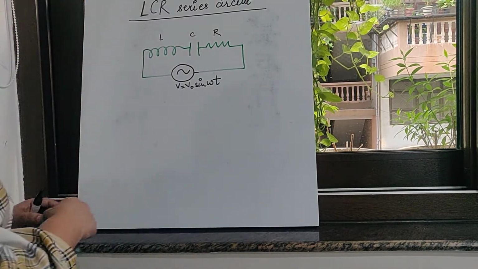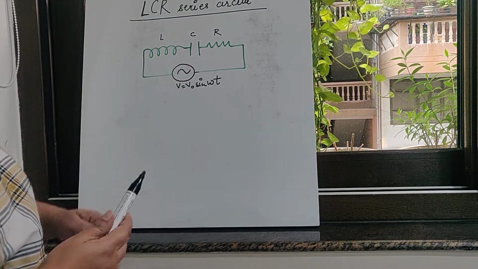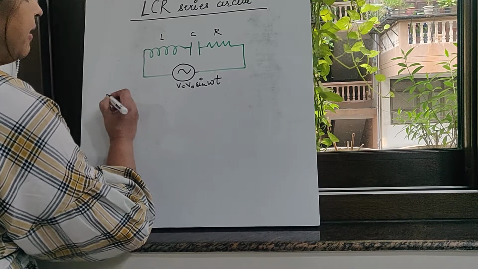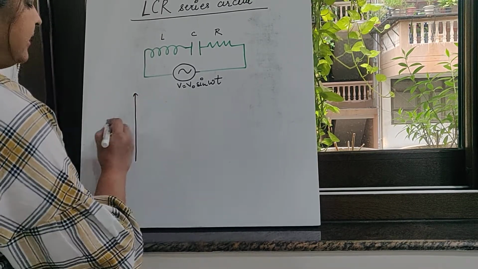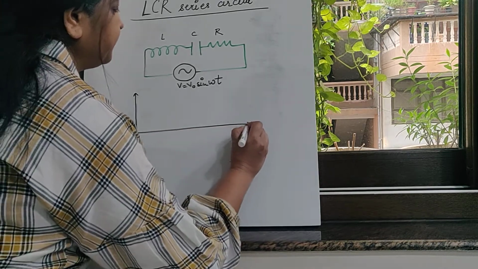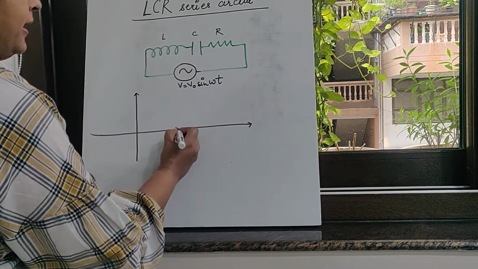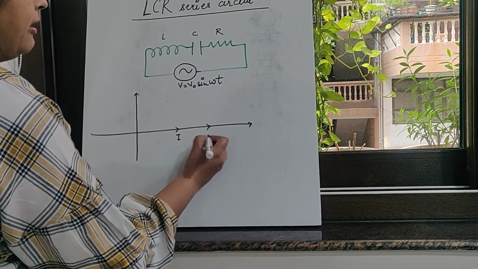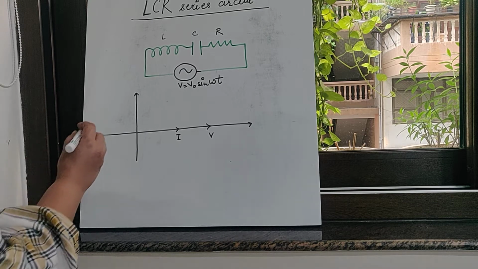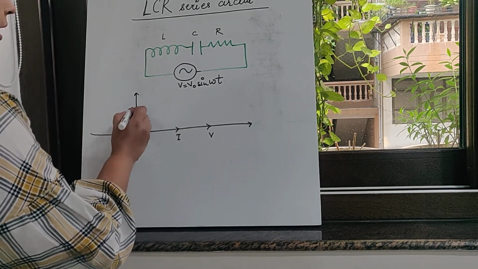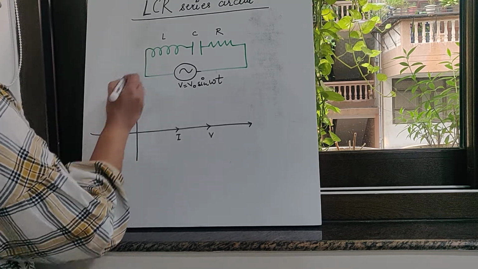We have already done phasor diagrams for the pure inductive and the pure capacitive circuit, so we know what a phasor diagram is. And now I will draw a phasor diagram for the LCR series circuit. We know for the resistor, the voltage and current are both in phase with each other. So this is what I have drawn for the resistor. And here I am drawing the voltage across the inductor.